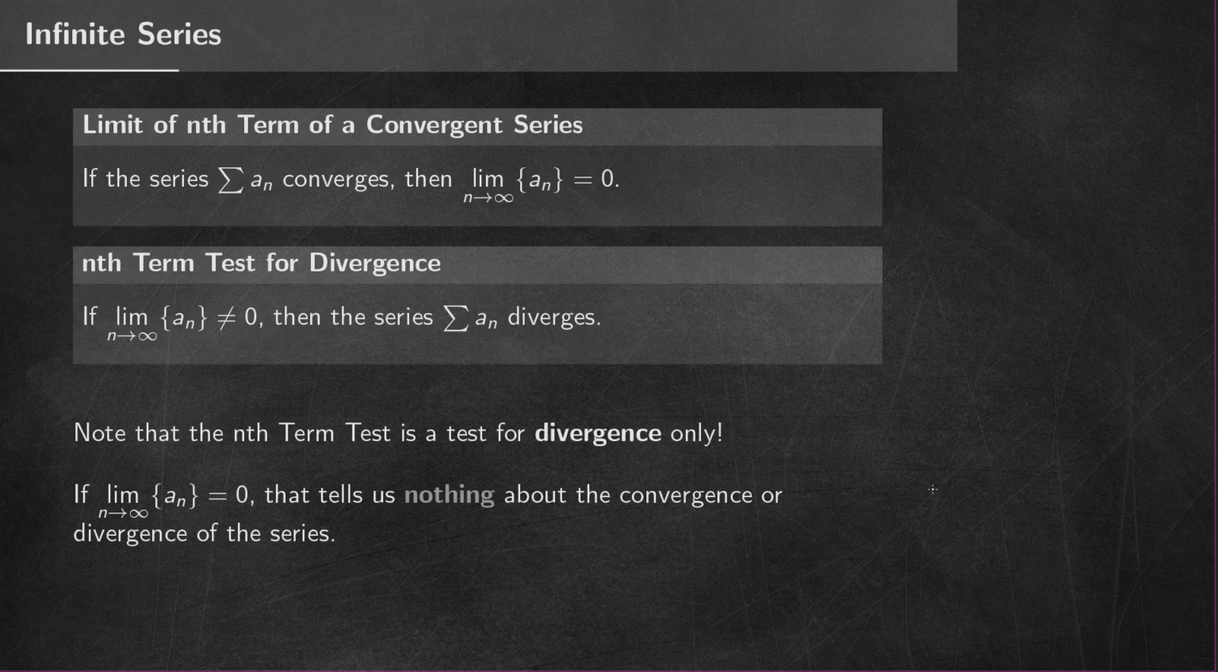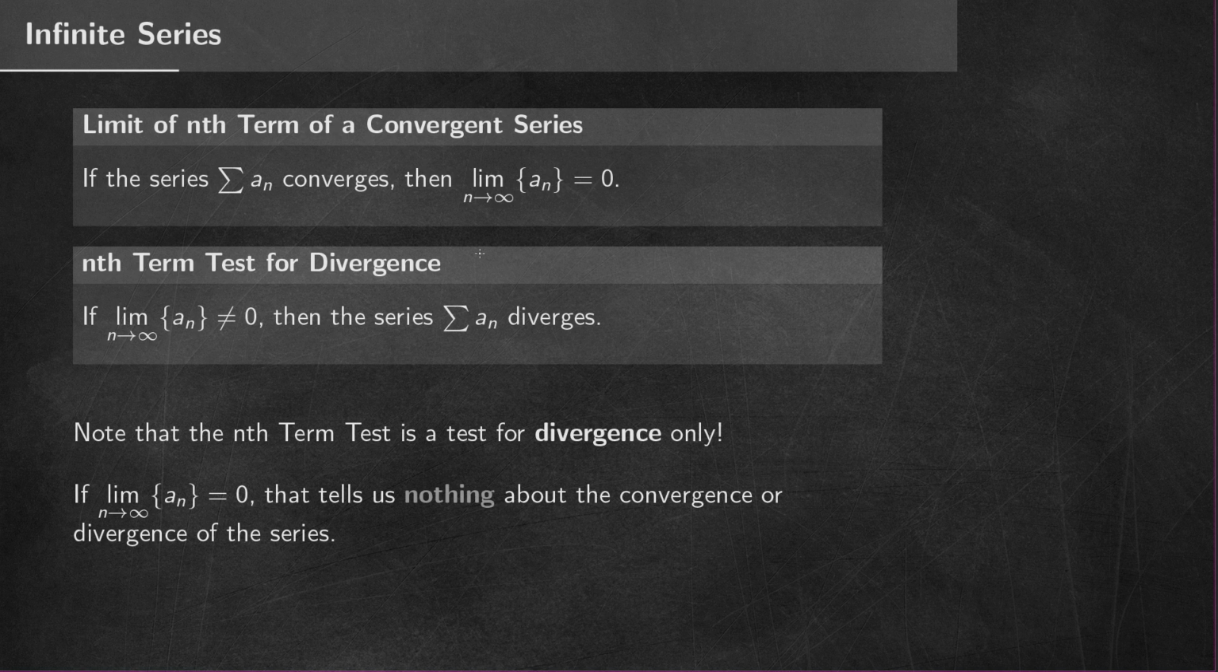So this leads us to our next theorem, the nth term test for divergence. If the series a sub n converges, then the limit of the sequence for a sub n as n approaches infinity must equal 0. Now the contrapositive of that statement would say, if the limit of the sequence for a sub n does not converge to 0, then the series does not converge. In other words, it diverges.